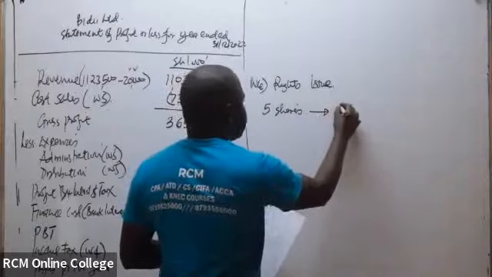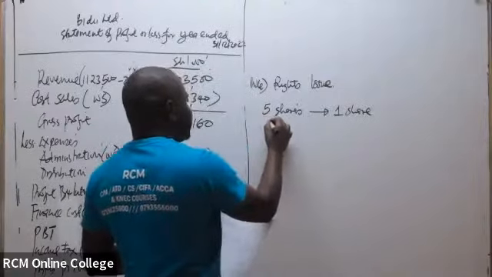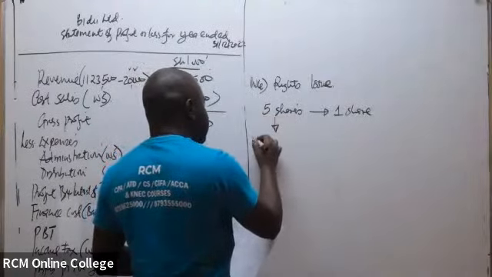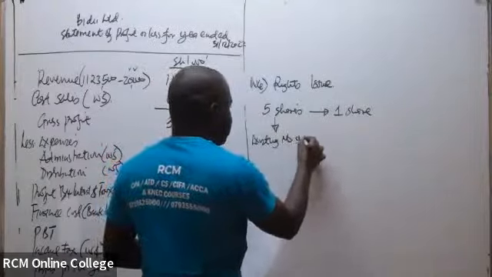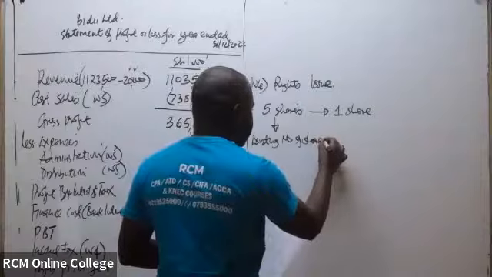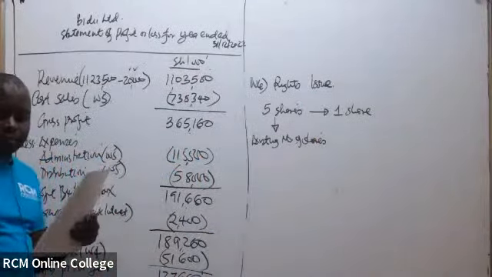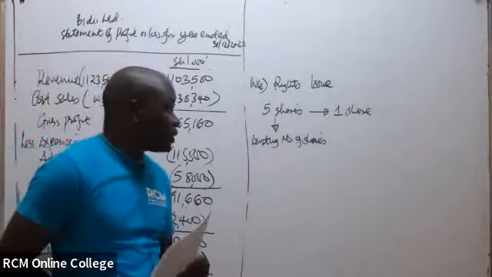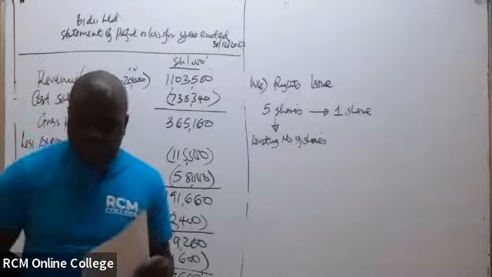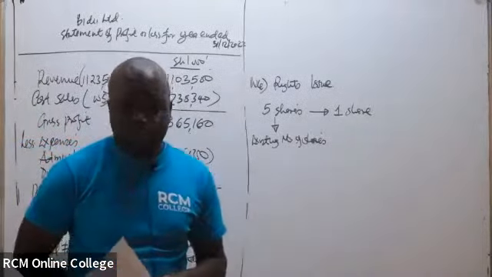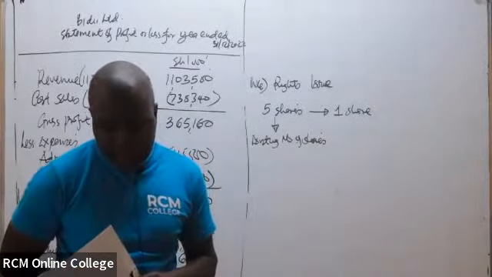So for 5 shares held, you get how many shares? One share. So what are the existing number of shares? Maybe I can ask, what do you think are the existing number of shares currently? Try to think.